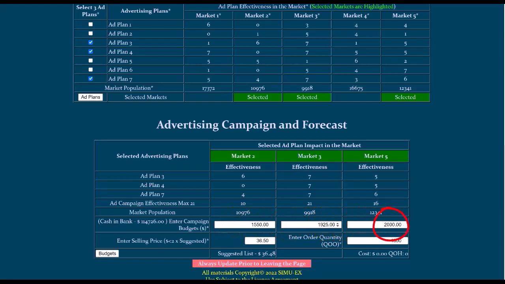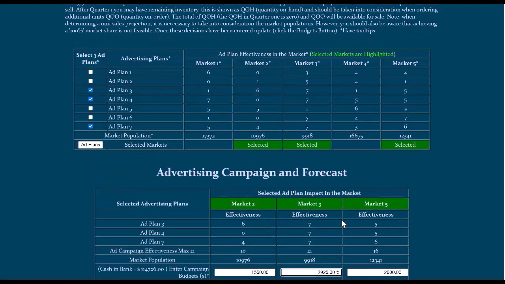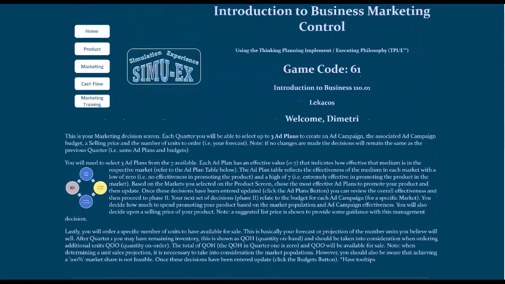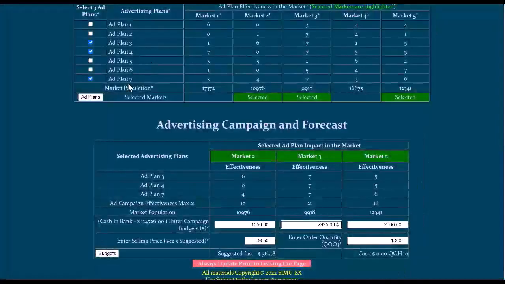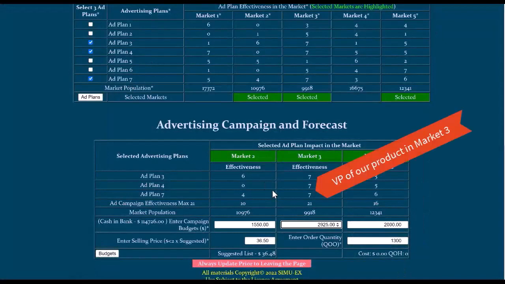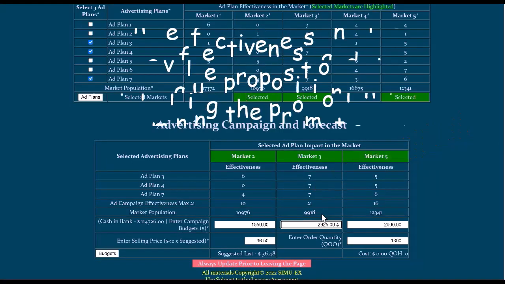Now, we want to heavily promote in the market that our product is highly rated in. So the question we have to ask ourselves is, what is the value proposition in market 3? So we can go back and look at the value proposition in market 3 and see, is it a highly respected product in the market?